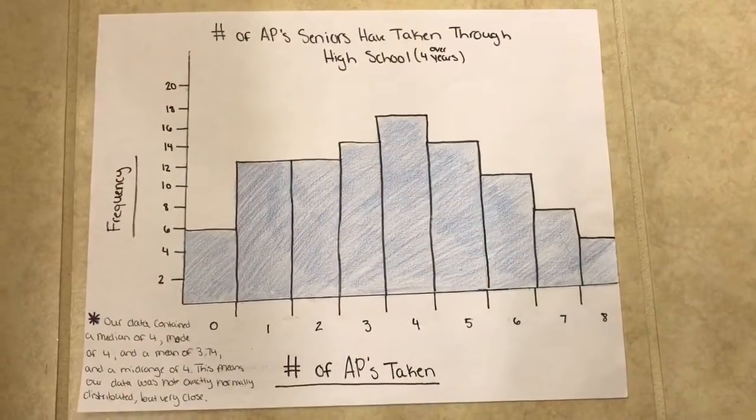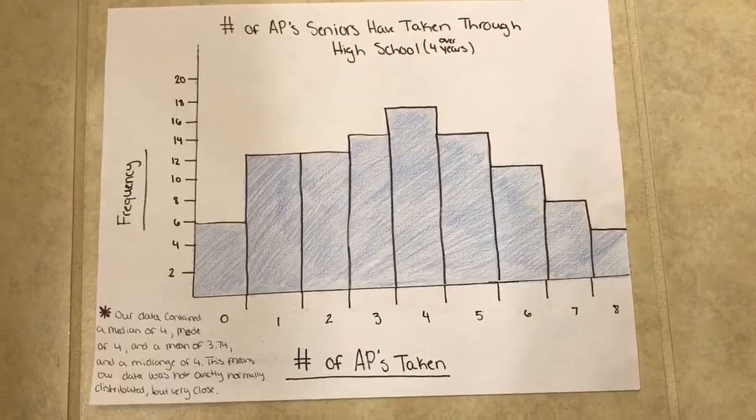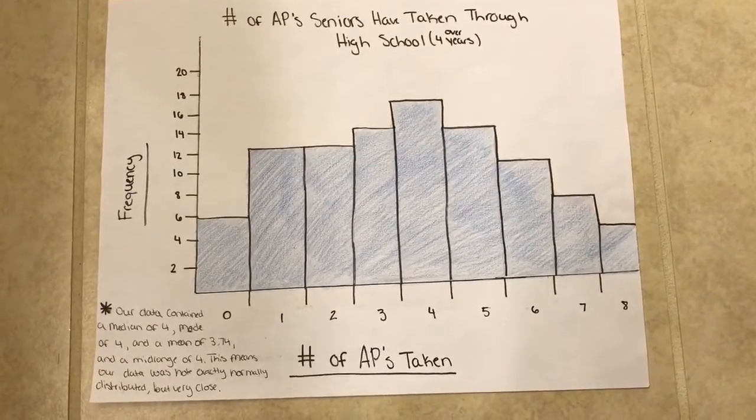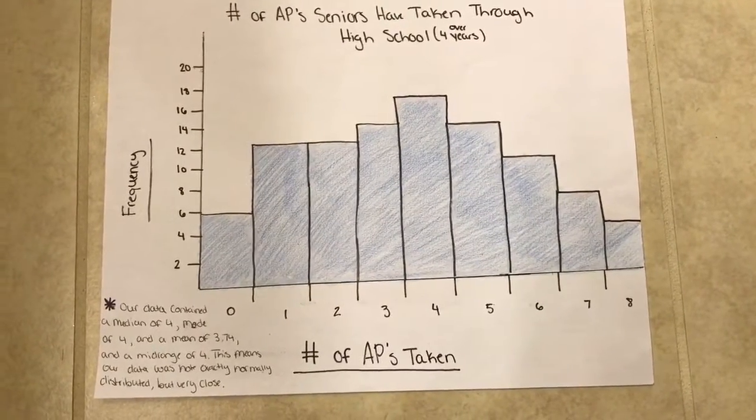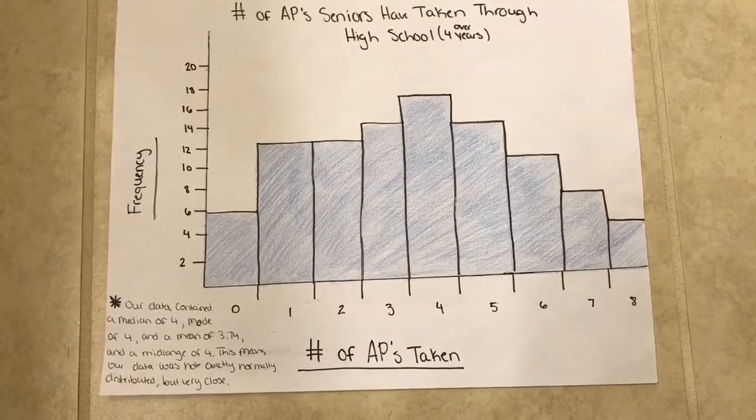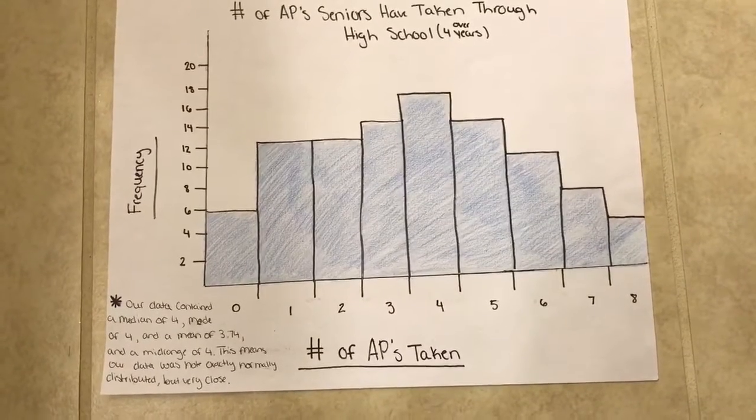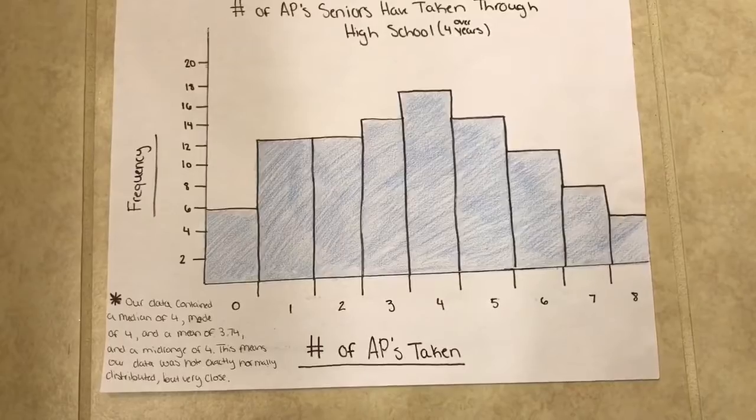While calculating the number of APs seniors have taken through their past 4 years of high school, our group found that our data contained a median of 4, mode of 4, mean of 3.74, and a mid-range of 4. This meant that our data was not exactly normally distributed, but very close.